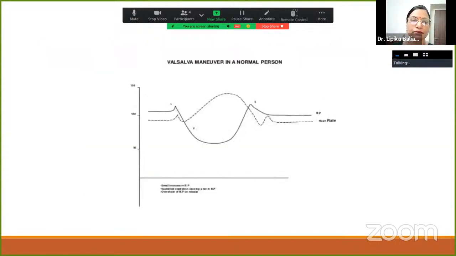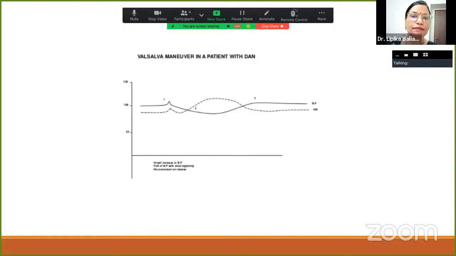So here you can see the effect of a Valsalva maneuver in a normal person. There is a small increase in BP. Here you can see in a patient with diabetic autonomic neuropathy, the small increase in BP is lesser than you will see in a normal patient.